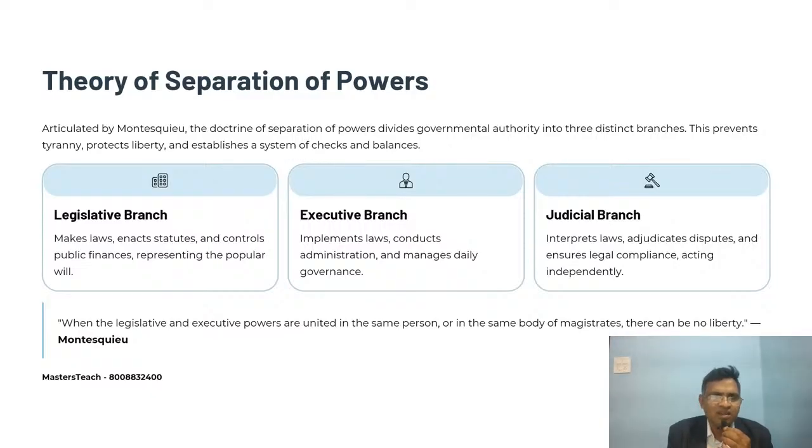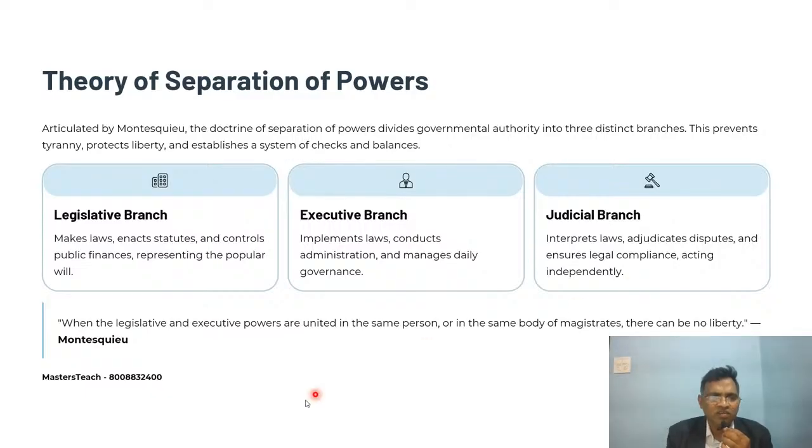So there is a legislative branch, where parliament makes the laws, statutes, and controls the public finance, representing the popular will. Whereas the executive branch implements the law, conducts the administration, and manages the daily governance. Then the judicial branch interprets the laws, adjudicates disputes, and ensures legal compliance, acting independently. So these are the three branches: legislative branch, executive branch, and judiciary branch.